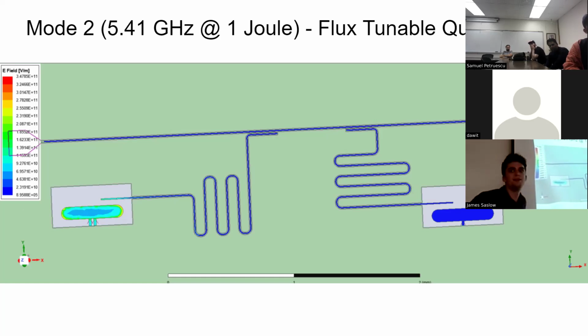Okay, so that means there's something at 5.41. Yes. Otherwise there wouldn't be any energy at that part of the circuit. Right. So this bottom part, this isn't zero. There's still some blue, there's still some energy going on here. Yeah, so don't worry about that.